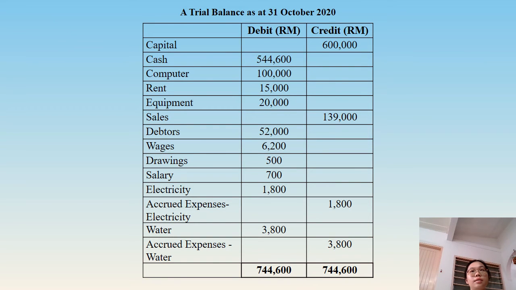A trial balance as at 31 October 2020. The debit account and credit account must be the same, which is 744,600.